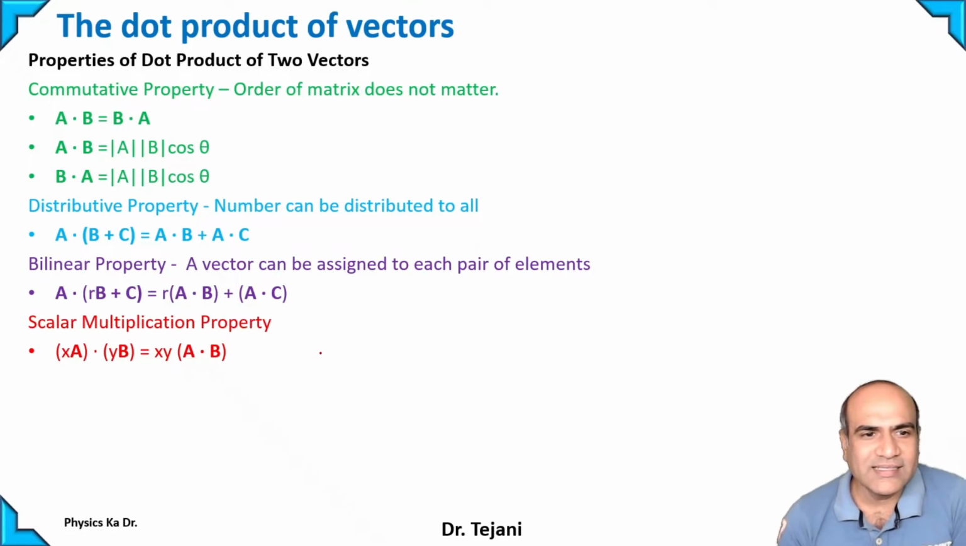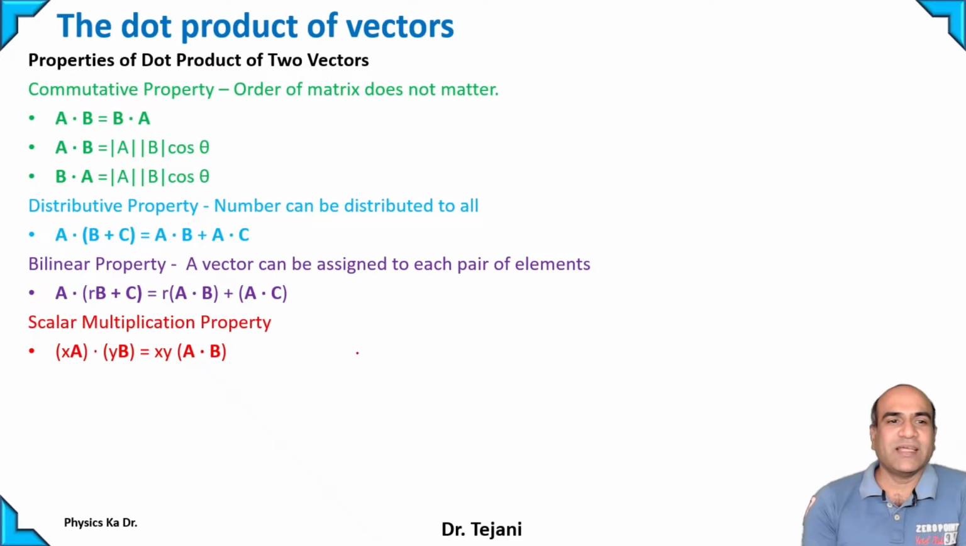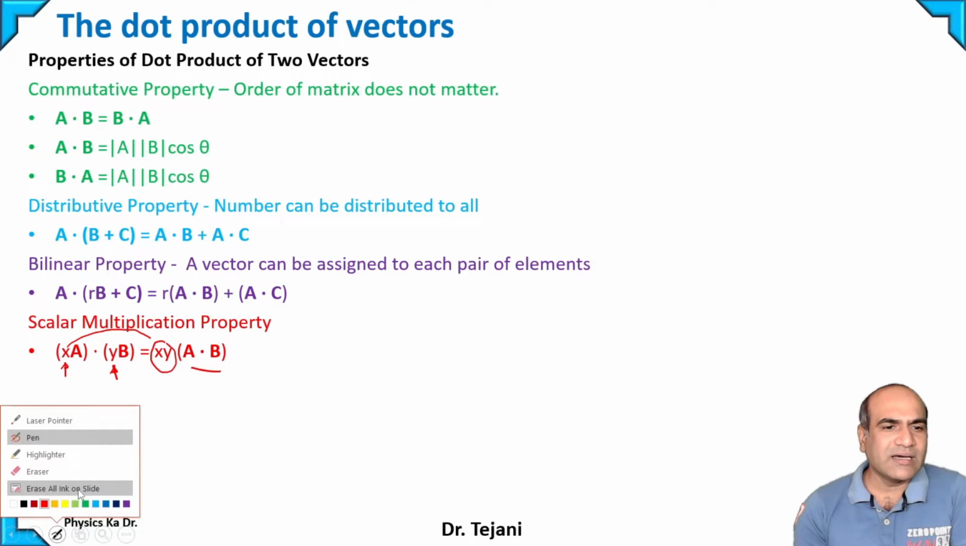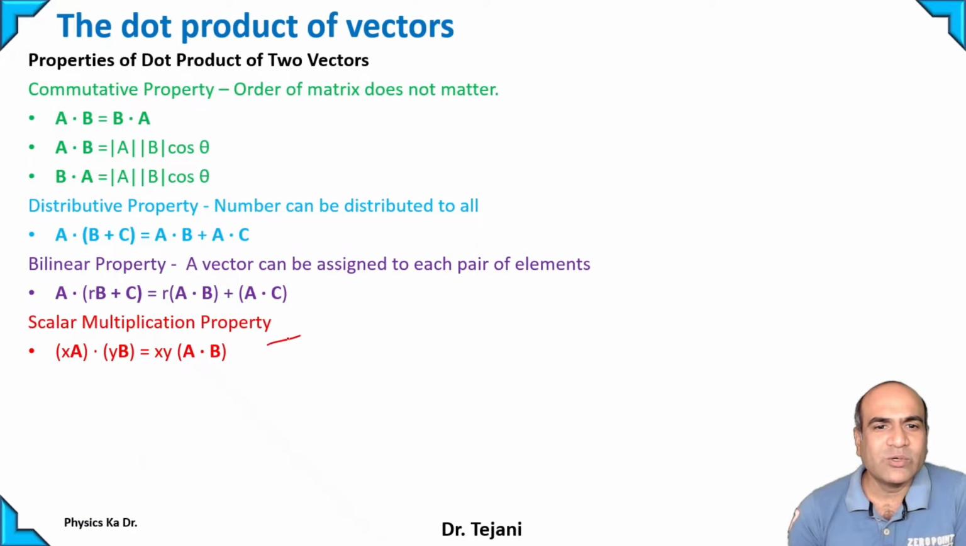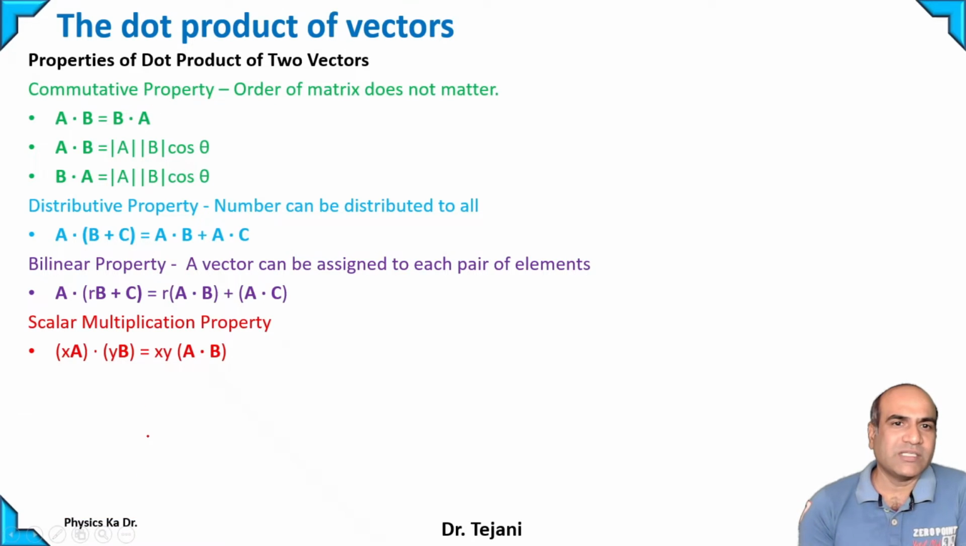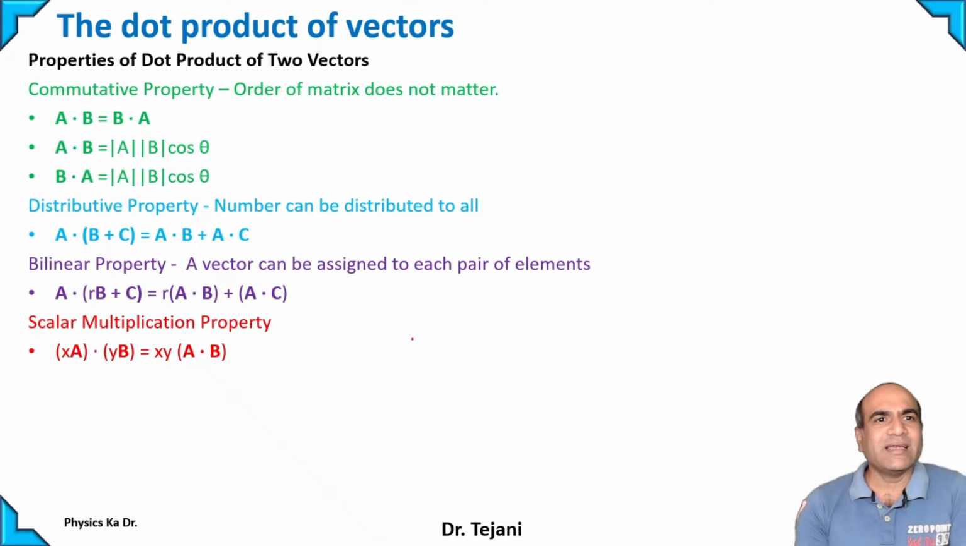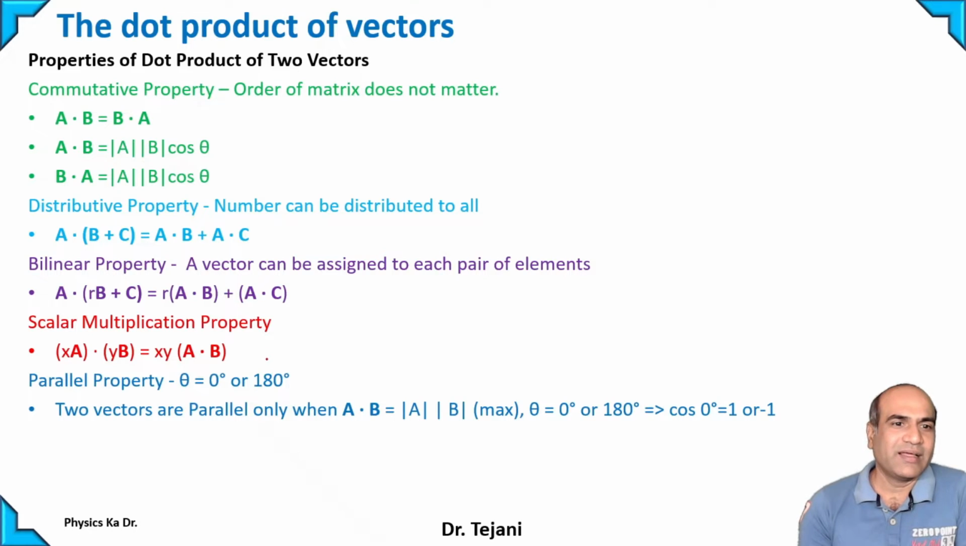Next is scalar multiplication. If small x is a scalar value and small y is a scalar value, you can directly multiply x by y, and you can have A dot B. So scalars you can have similar to algebraic property. There isn't any difference in the property of dot product, or simply you can say algebraic property. See, ultimately dot product is a scalar property, so all the algebraic properties are applicable here.